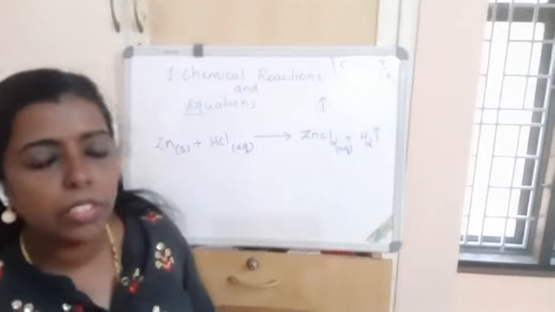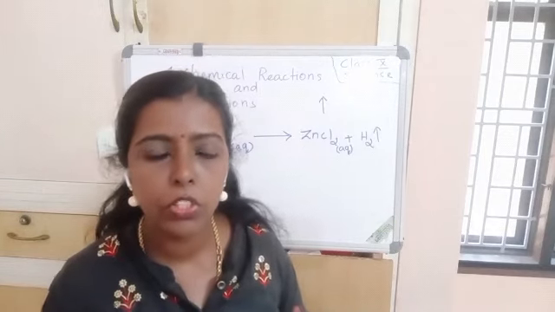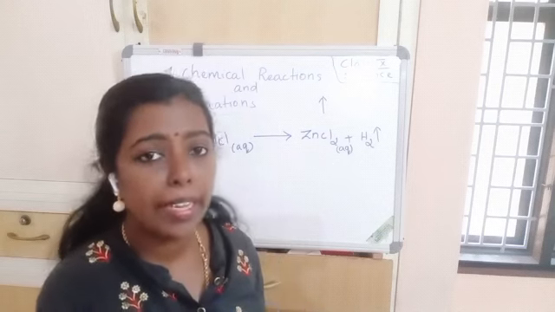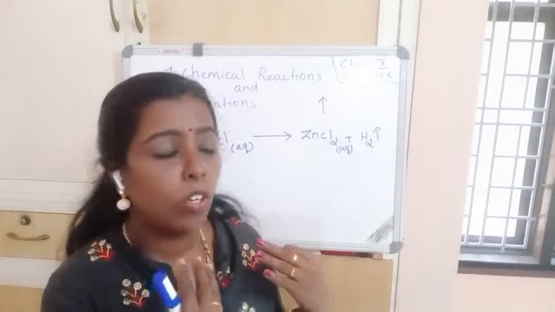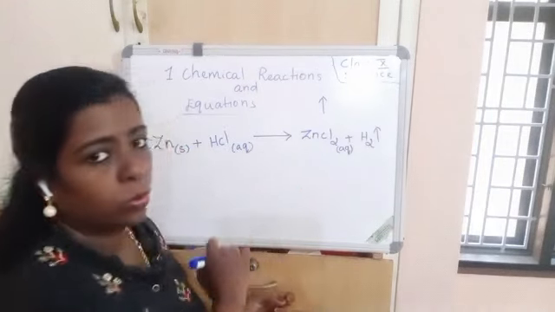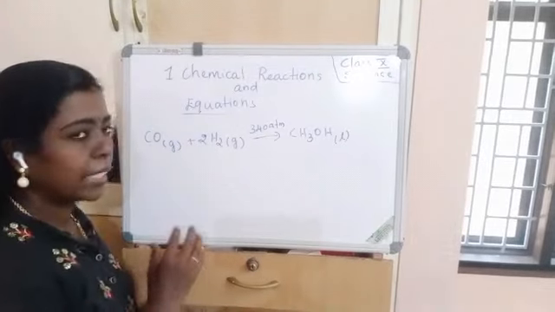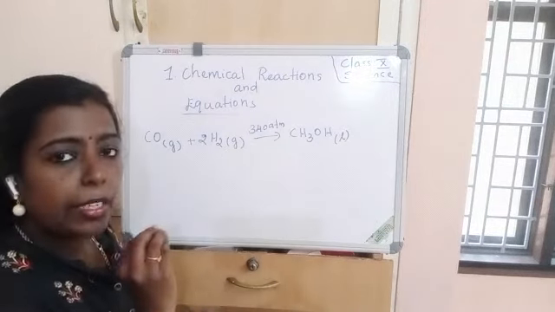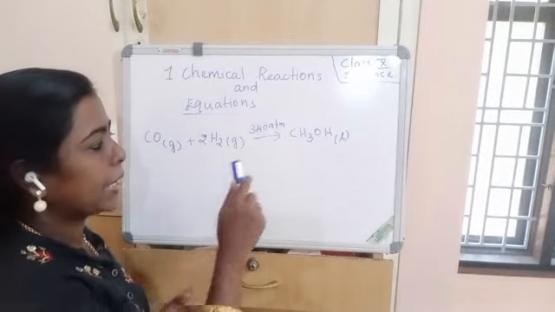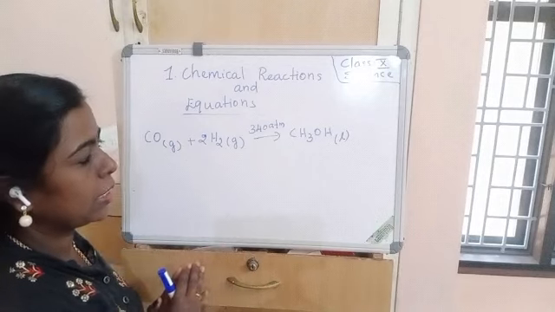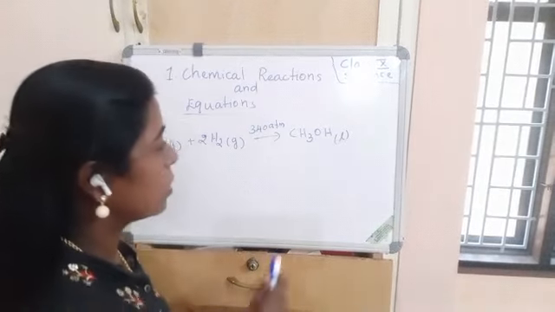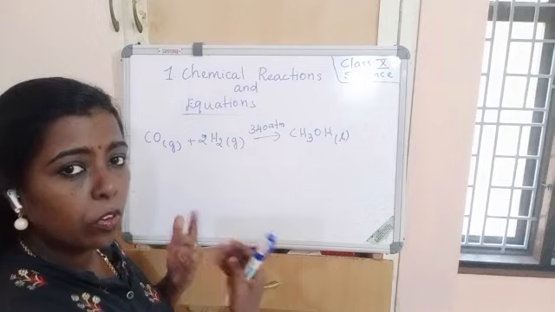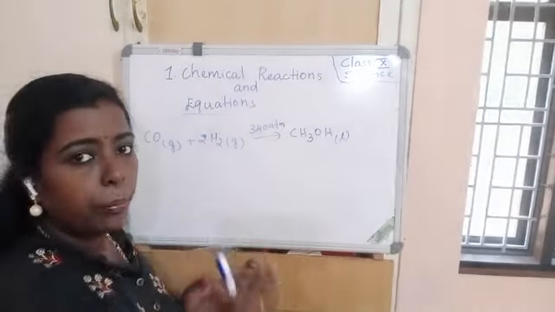Then while we are writing a chemical equation, we should mention some special conditions of temperature, pressure, and catalyst. All are written above or below this arrow. When carbon monoxide gas reacts with hydrogen gas at 340 atmospheric pressure, it forms methanol. Methanol is in liquid condition because it is pure methanol. It does not dissolve in water, and it does not react with water. So this is pure methanol.